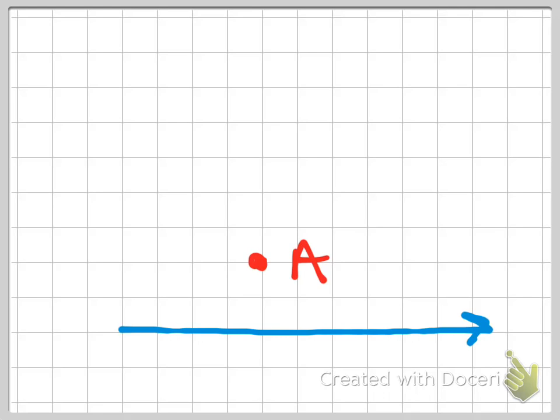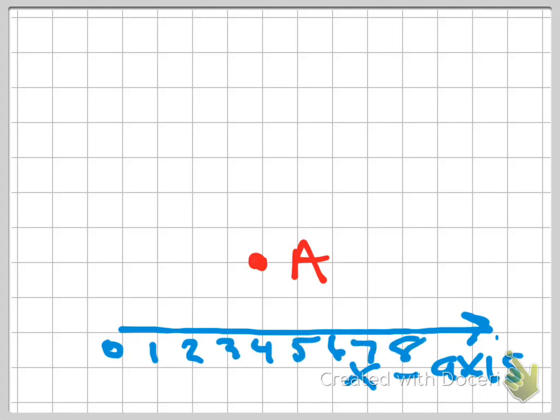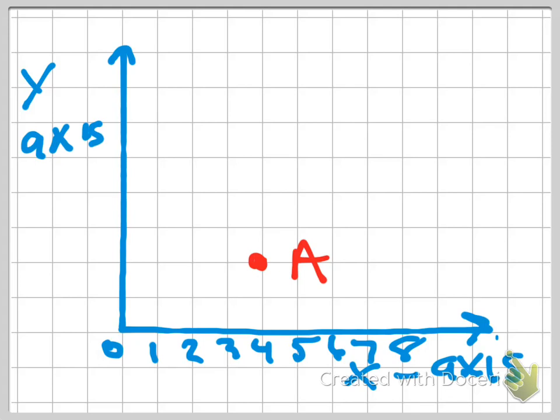And this is what we call our x-axis. It always goes horizontal, and we can label it 0 here, 1, 2, 3, 4, 5, 6, 7, and 8. And then we have here, this is what we call our y-axis. And we do the same thing, 0, 1, 2, 3, 4, 5, 6, and so on. And now we can see where our point goes, and we can actually follow it and label it.